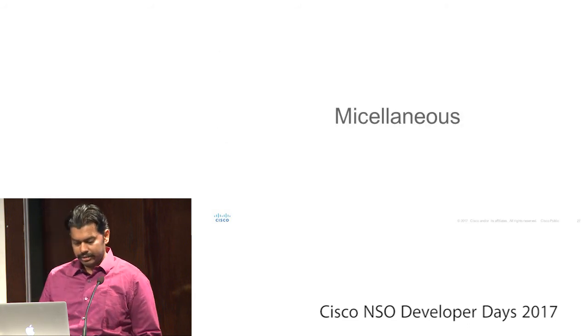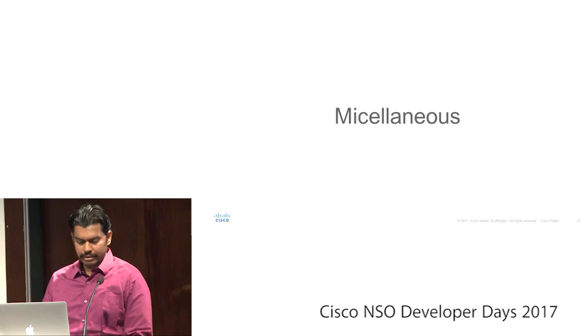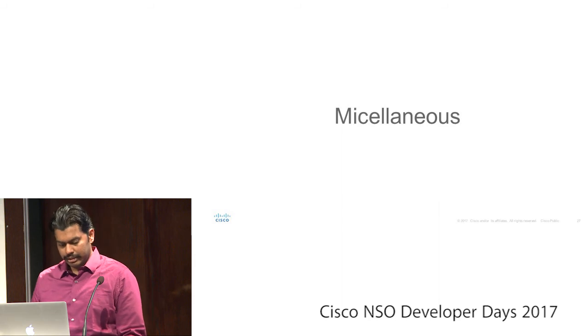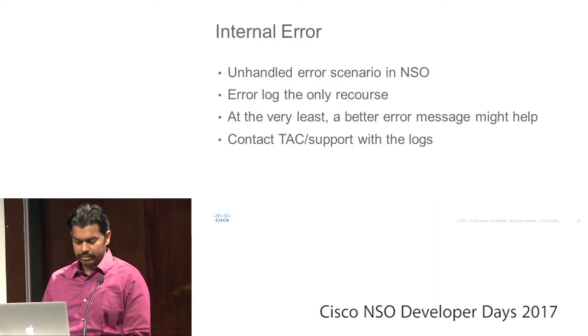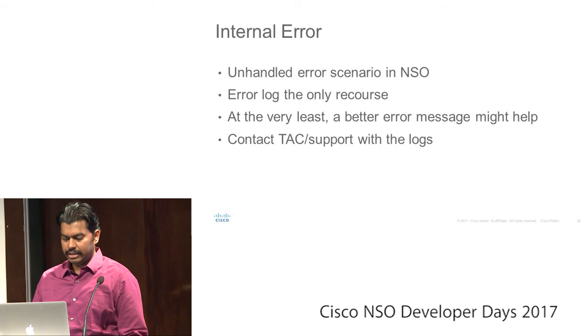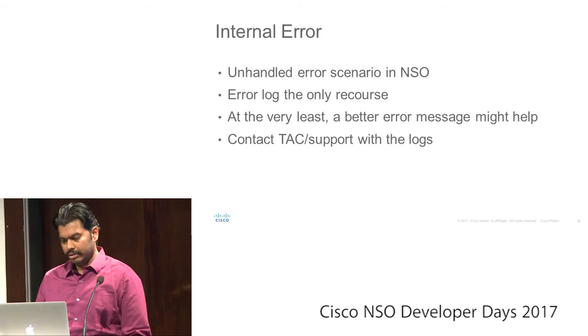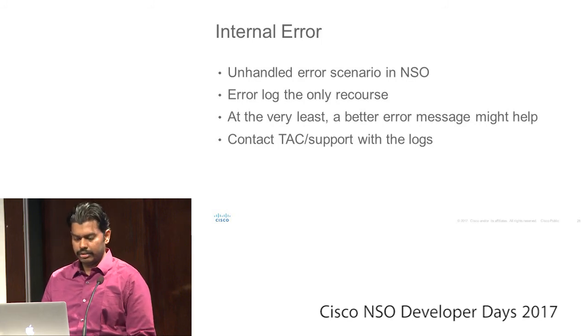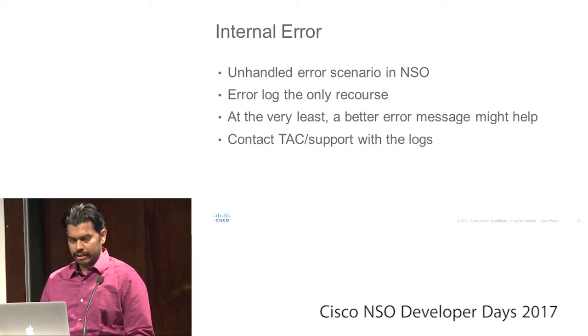And some miscellaneous things about debugging. In general, when you have an internal error, it means that there is not a proper error message for that scenario defined. So NSO just says internal error. So the actual cause of the error will be logged in the error log. So it's only the error log that you can look at in this case to actually know why that error happened.